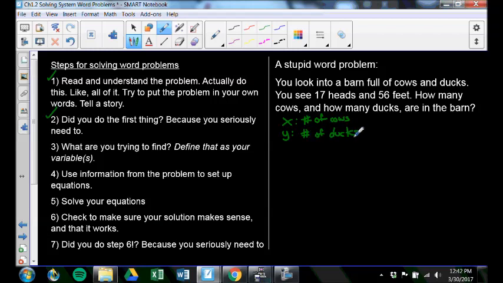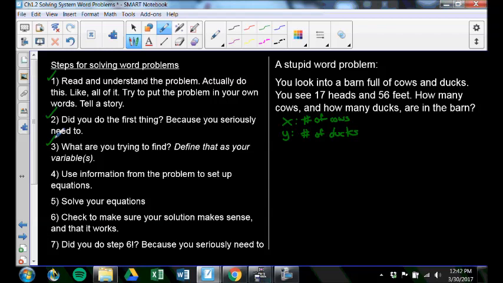And I could have used C and D for my variables. You can do it if you want to, but I'm going to stick with X and Y. So there, I've done step 3, set up variables, define variables. Always, always do that as the first step you take to write things down. Step 4: use information from the problem to set up equations.